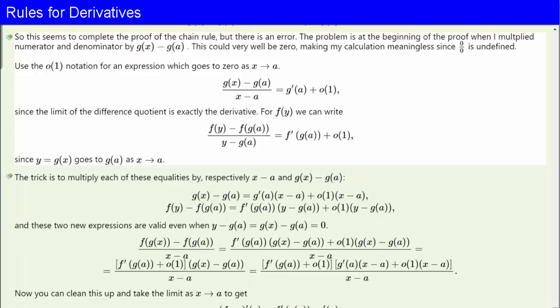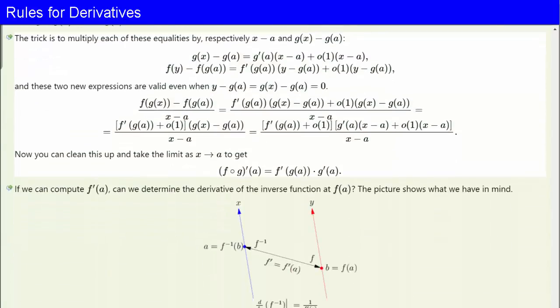Similarly, for f of y, you can write that the difference quotient, f of y minus f at g of a over y minus g at a, is f prime at g at a plus little o of 1, meaning some different function, of course, that goes to 0 as x goes to a. All we care about is that these expressions go to 0. We don't care what they are. Now the trick is to multiply each of these equalities, respectively, by x minus a and g of x minus g of a, clearing those denominators.